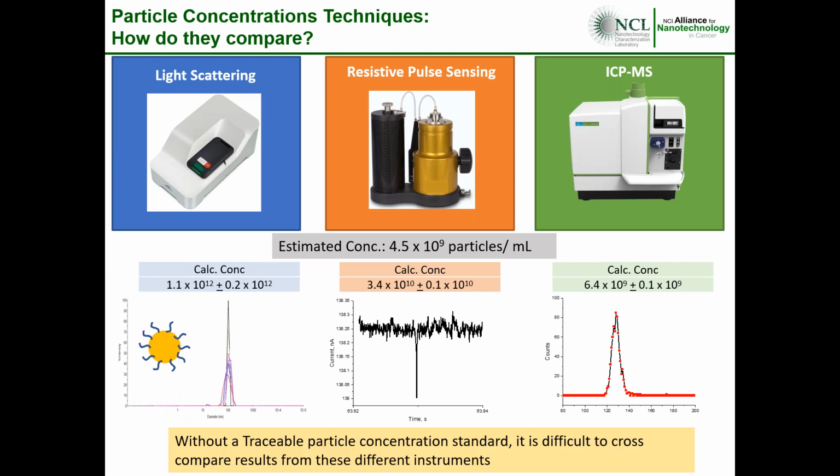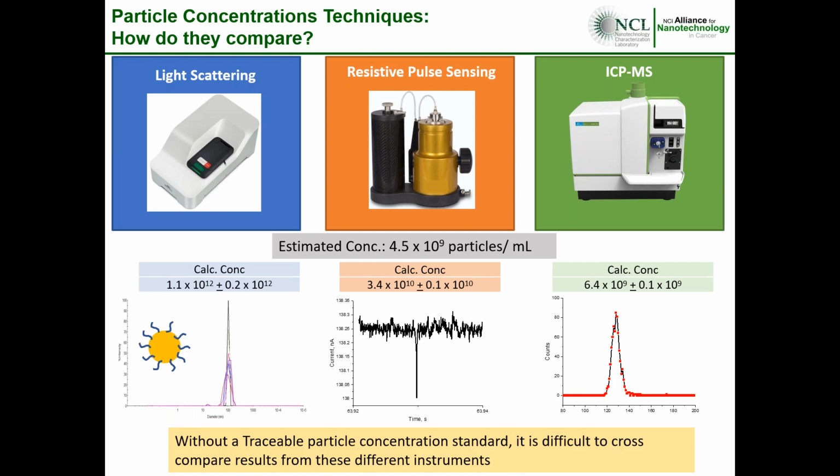If we look at our pegylated gold nanoparticles, these are very preliminary results, and we don't know why we're getting the results that we're getting yet. We're still looking into this, but just to show you that they are different, this really highlights the need for an actual traceable particle concentration standard. Our estimated concentration for the nanoparticles is about 4.5 times 10 to the 9 particles per milliliter. Light scattering gives us about 3 orders of magnitude more concentrated particles than that. Resistive sensing is a lot closer, about an order of magnitude off. And then our ICP-MS is even closer to this value, within the same order of magnitude. Again, this is an estimated concentration based on total gold content of this solution, so it could be a little bit different here and there.